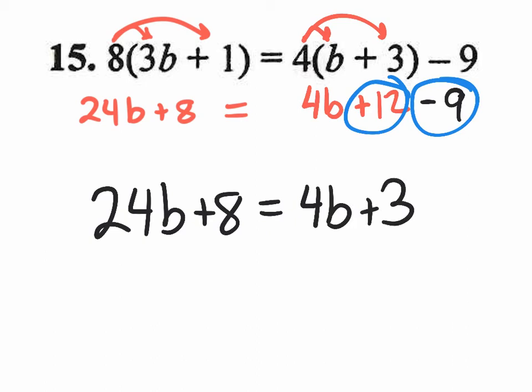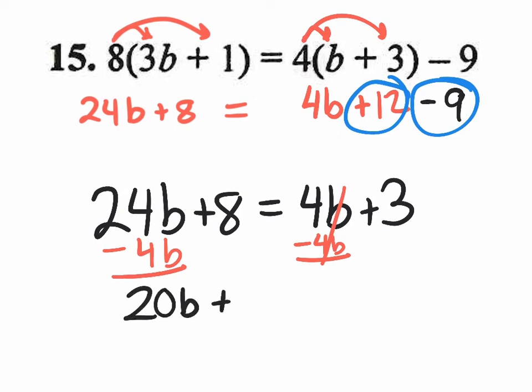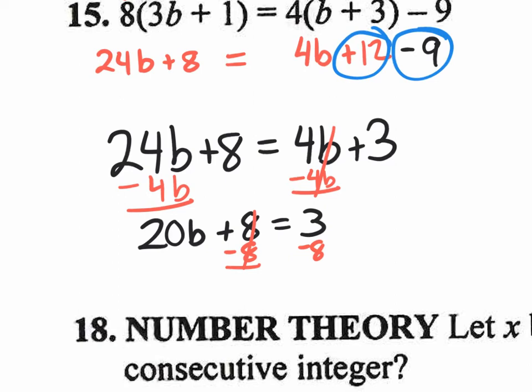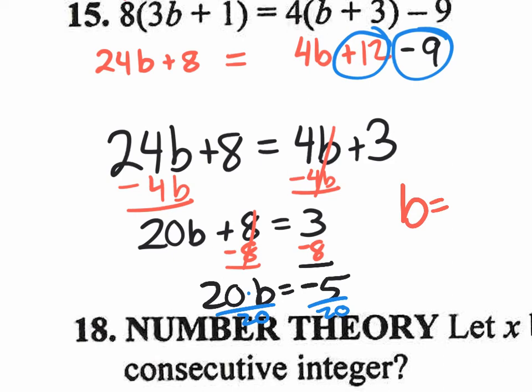Now let's get b by itself on one side. Subtract 4b, and you will have 20b plus 8 equaling 3. Final step, subtract 8, you will have 20b equals negative 5. I'm running out of space here. 20b equals negative 5. So what's my final step here? Divide by 20. Sorry, I ran out of space. So my answer is b equals negative 5 over 20.